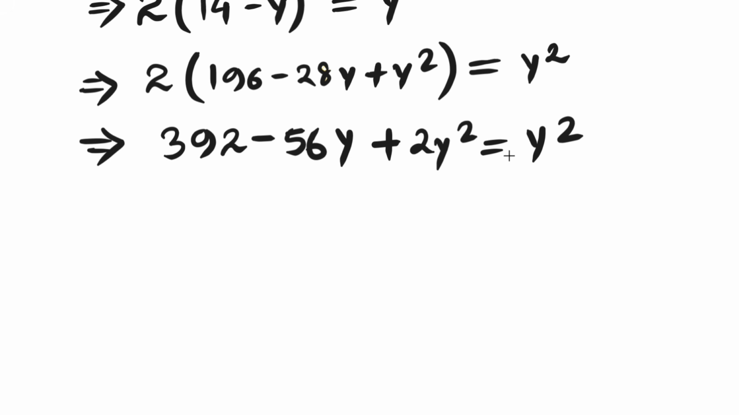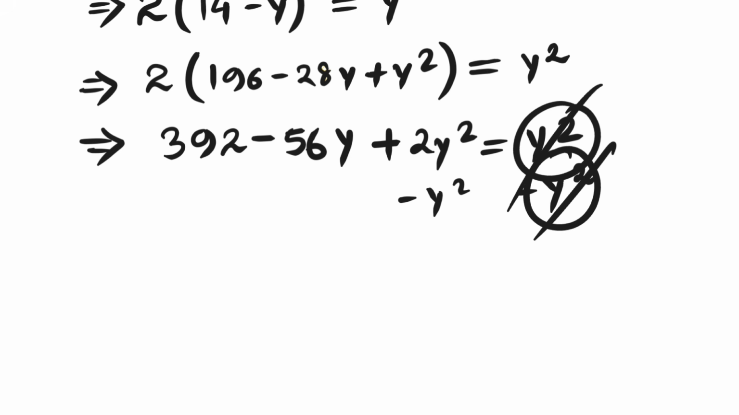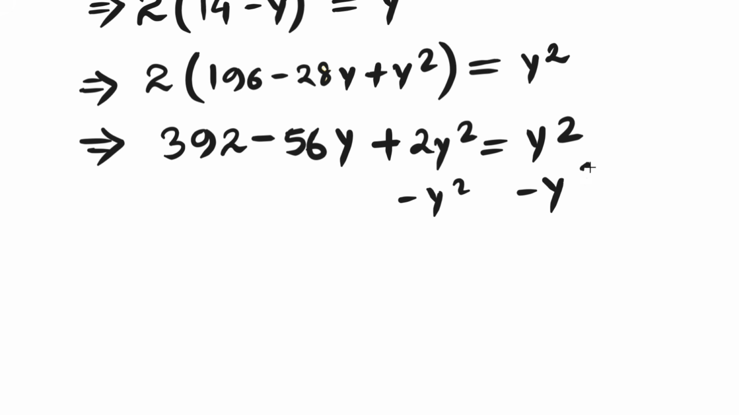At this point, we want to collect everything on one side so that we have a standard quadratic equation. We can subtract y squared from both sides. The y squared on the right cancels with the y squared we subtract, while 2y squared minus 1y squared leaves us with 1y squared.